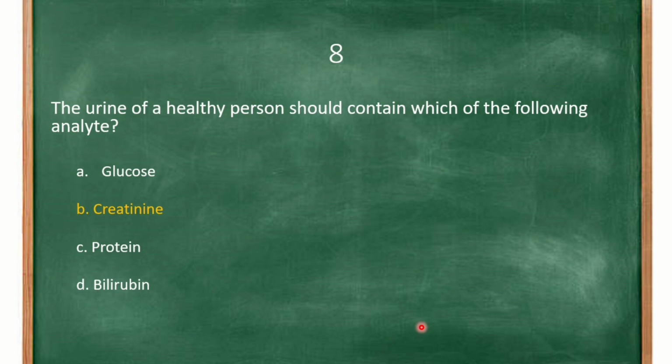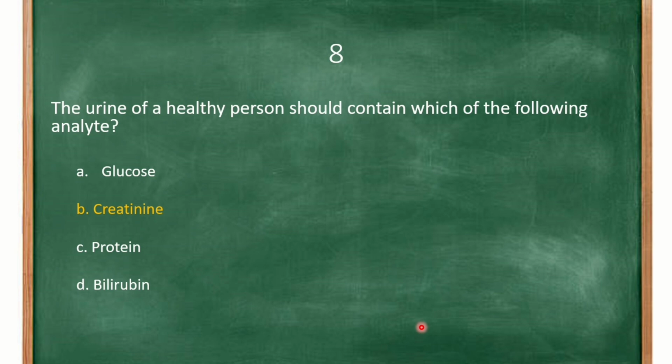Then creatinine, yes, healthy people have creatinine in their urine because that's the function of the kidney. The function of the kidney is to eliminate creatinine, which is a metabolic waste product, from the body. So that is the correct answer for question 8.